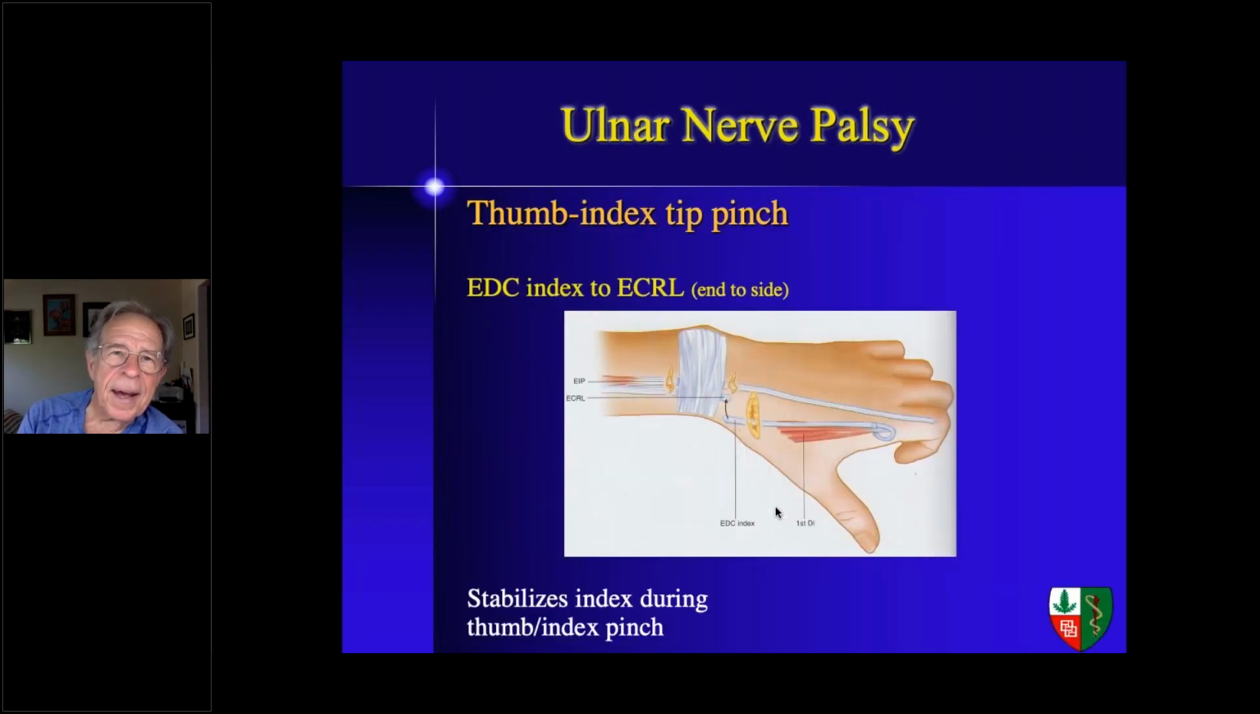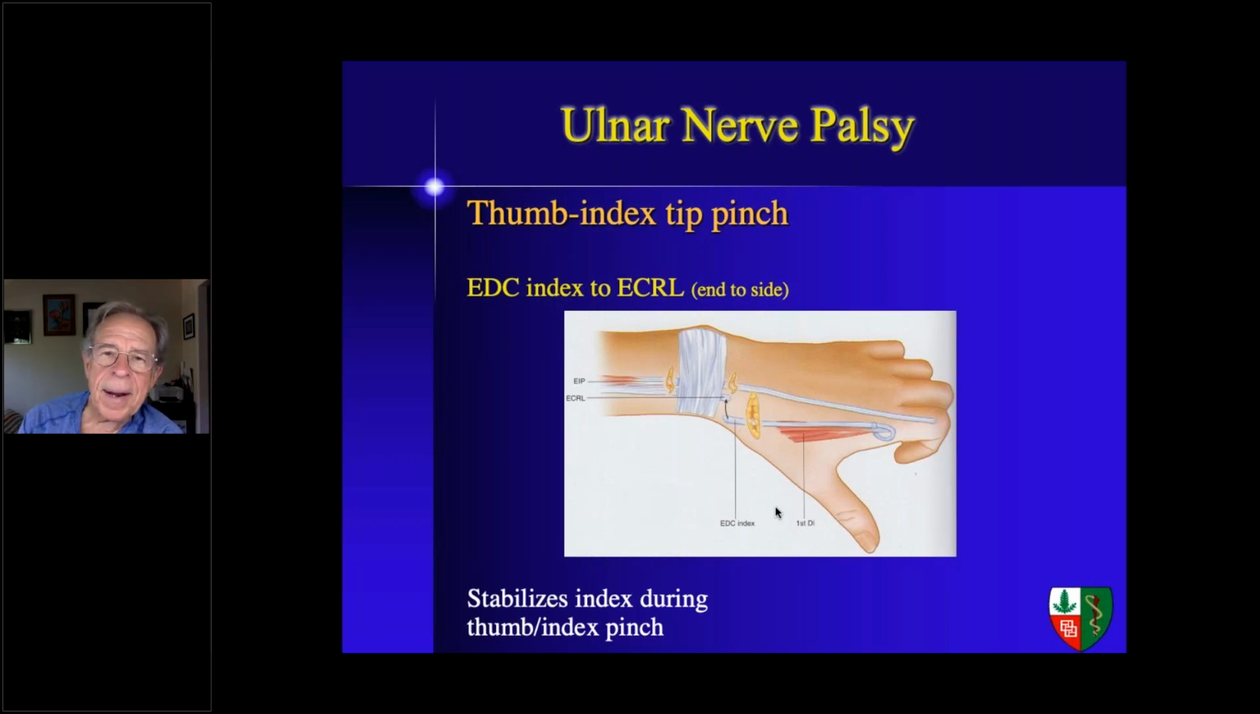The fourth transfer that I've come to do routinely for these patients involves using a slip of the common digital extensor to the index finger, which is detached proximally. It's pulled out distally at the MP joint, wrapped around the tendon of the first dorsal interosseous, and then passed back proximally and sewn into the extensor carpi radialis longus tendon.